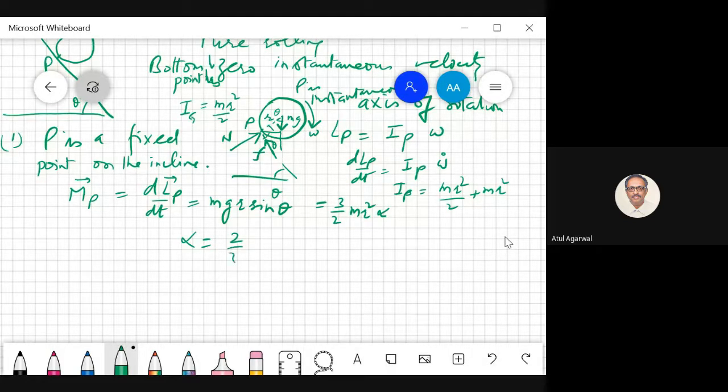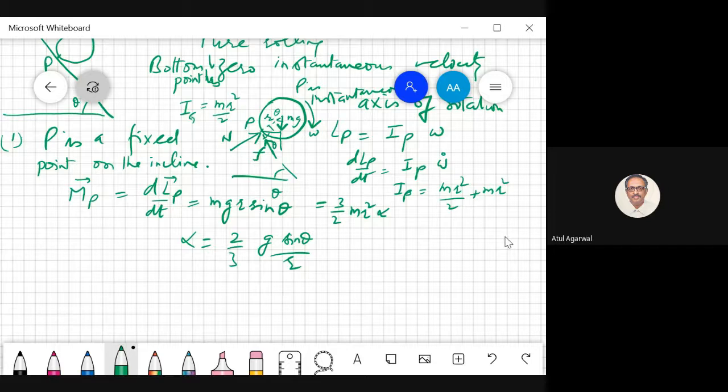2 by 3 g sin theta by r. So this is the angular acceleration of the cylinder. So how did you find it? You assume P is a fixed point on the incline, using which you are writing your equation of rotational motion by taking that P as a reference point.